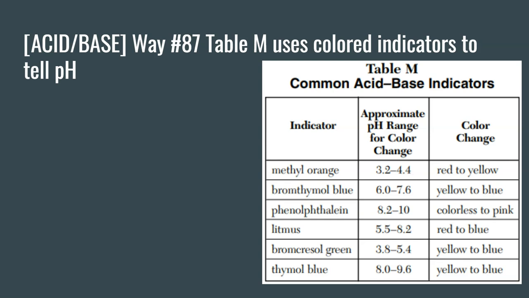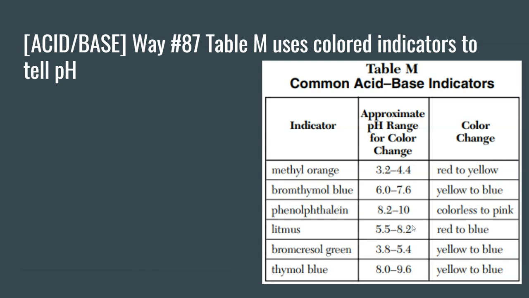So, if I ask you, what color is bromthymol blue at a pH of 9, look at the range and figure out what color the indicator should be at a pH of 9. Well, beyond 7.6, bromthymol blue turns blue. So at a pH of 9, it's going to be blue. Likewise, what color is litmus going to be under acidic conditions? Well, if you're acidic, you're below a pH of 7, which means you are in this range right here, 5.5 or below. So litmus will be colored red.